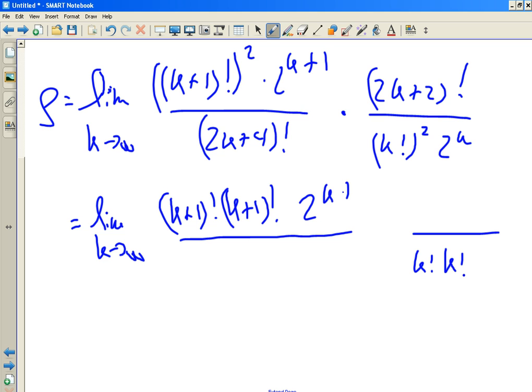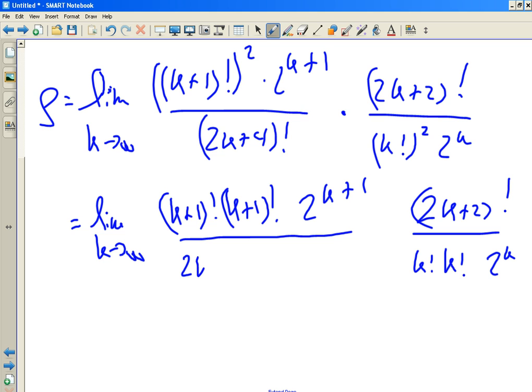What does 2 to the k plus 1 and 2 to the k do to each other? This is just going to be 2, right? How do you divide powers of the same base? You subtract the exponents. k plus 1 minus k is 1. That's just 2. Okay. How are these two factorials related? I'll give you a hint. This is sort of like 6 factorial and 8 factorial.